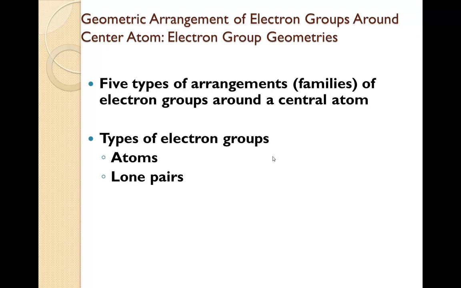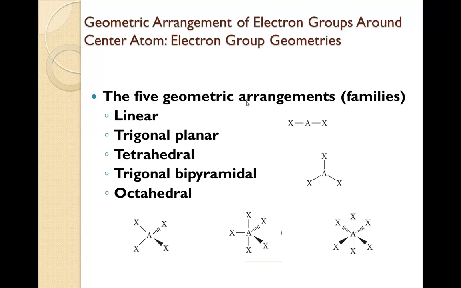To start off, let's start talking about the 5 basic types of arrangements. These are considered the families of electron groups around the central atom. When we're looking at families, we're pretending we're looking at representative ones that do not have any lone pairs, because the lone pairs will affect the molecular geometry. We're just looking at before lone pairs are included. So the types of electron groups are atoms and lone pairs, but our basic 5 all have actual atoms. And then these spring off to have different forms.